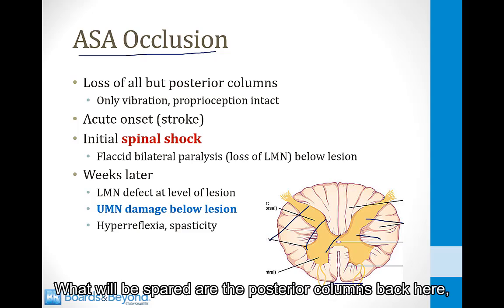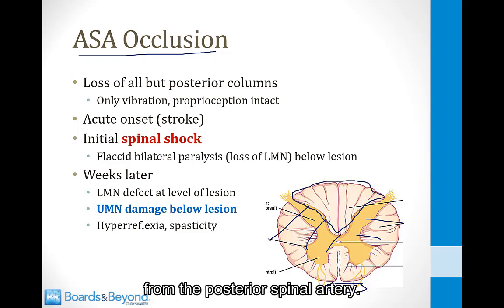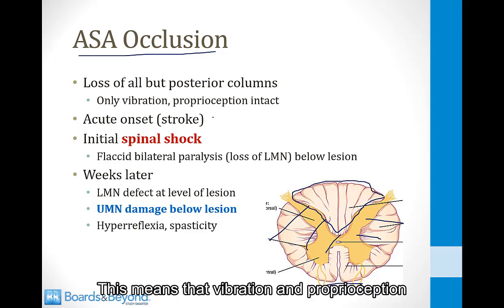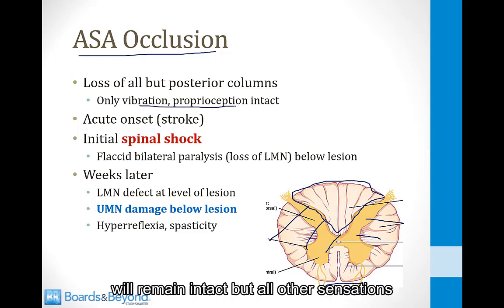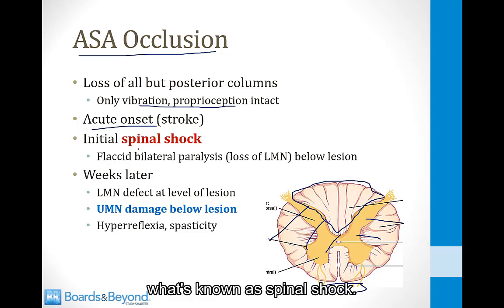What will be spared are the posterior columns back here because they have an alternative blood supply from the posterior spinal artery. This means that vibration and proprioception will remain intact, but all other sensations can be affected by an ASA occlusion. This presents with an acute onset. It's a form of stroke involving the spinal cord, and initially patients develop what's known as spinal shock.